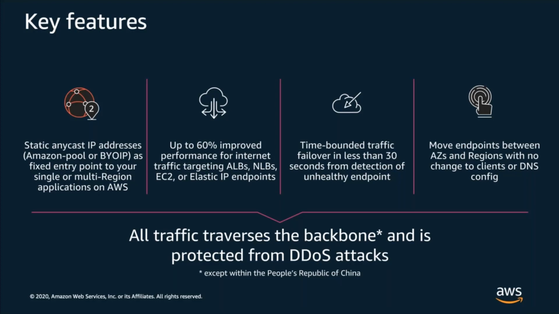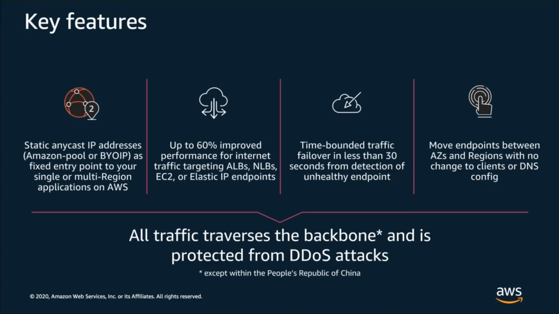The second one is the performance improvement. You can get up to a 60% performance improvement, and we'll talk about different metrics and how you can measure that in a second. This is for internet traffic that targets your application load balancers, network load balancers, EC2 instances, or elastic IP endpoints in a single or multiple regions.